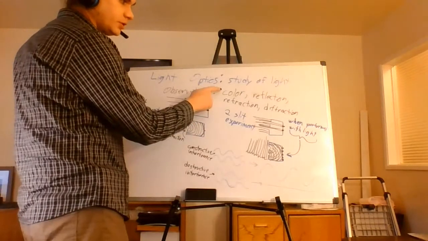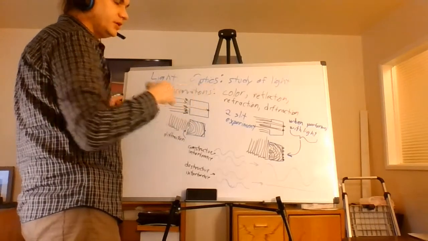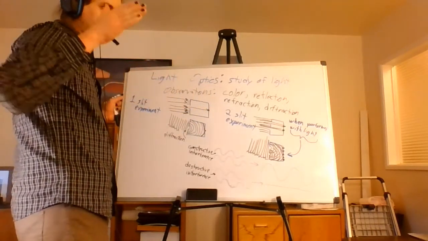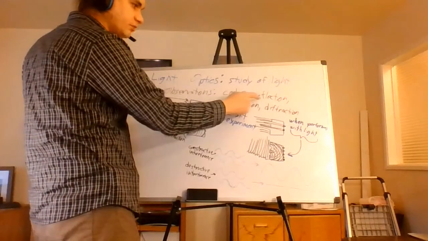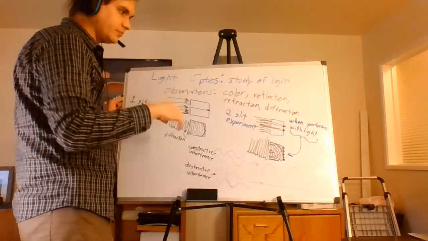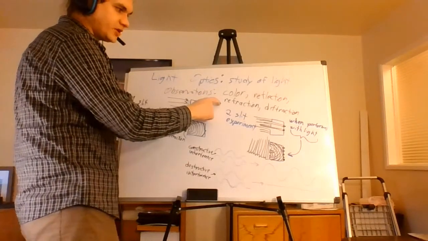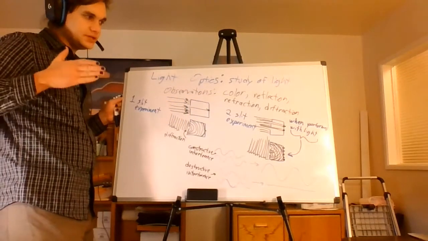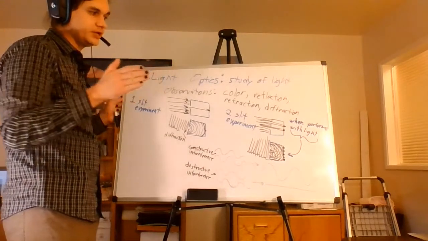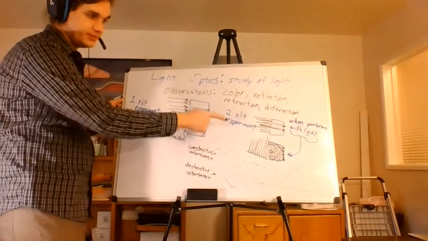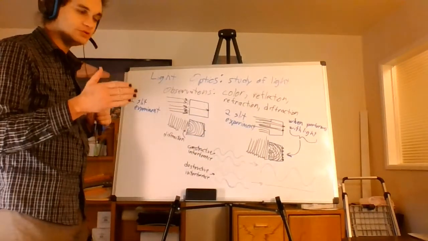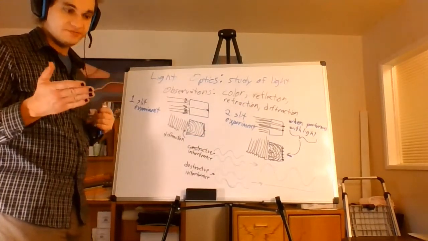So the color of light indicates that color is a property of the light. Reflection we haven't really touched on, and we're not going to. Refraction is most easily explained by light having waves, and diffraction is also most easily explained by light being waves.